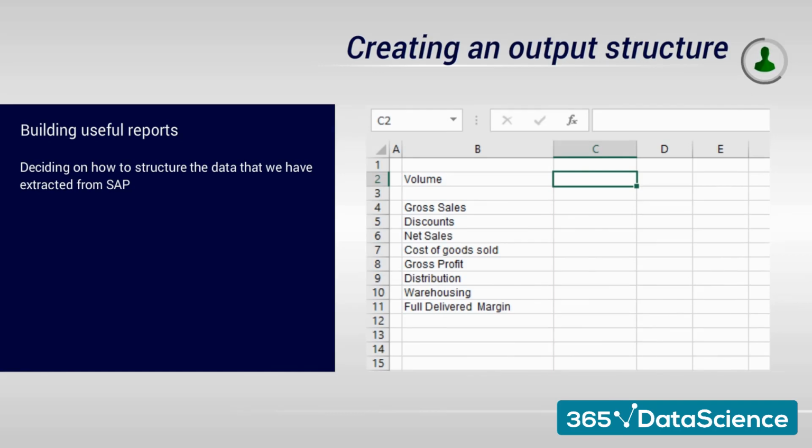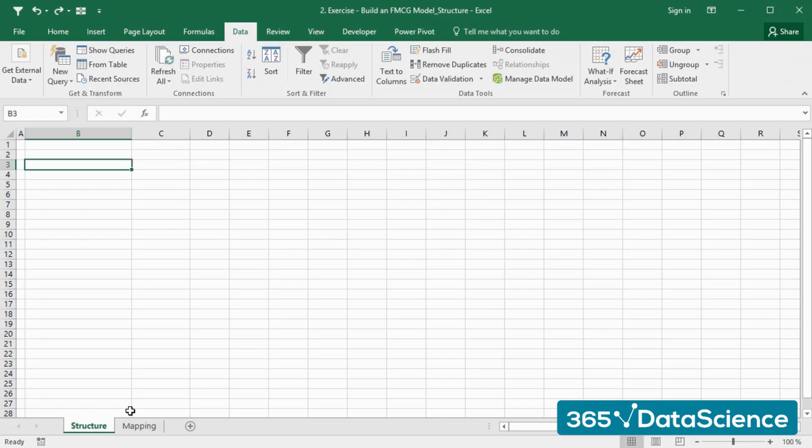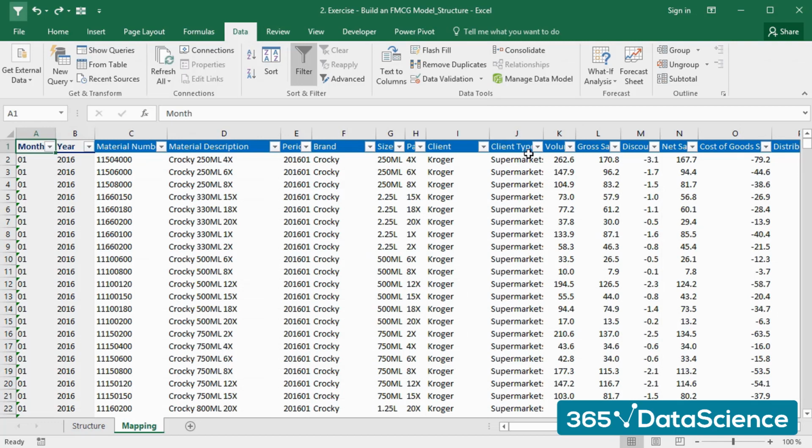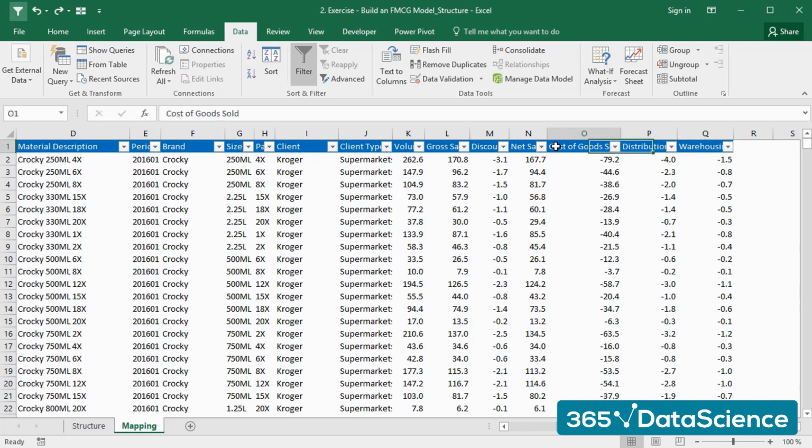So far in our exercise, we have mainly focused on the source sheet. In this lesson, we will start working on the output that we will try to produce. As we already have an idea of what data we have extracted from SAP, it will be pretty easy to create a structure of the report we will build.